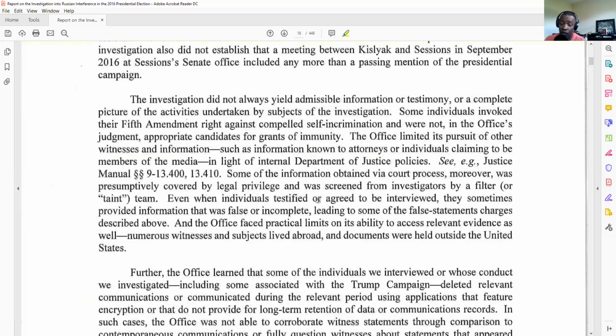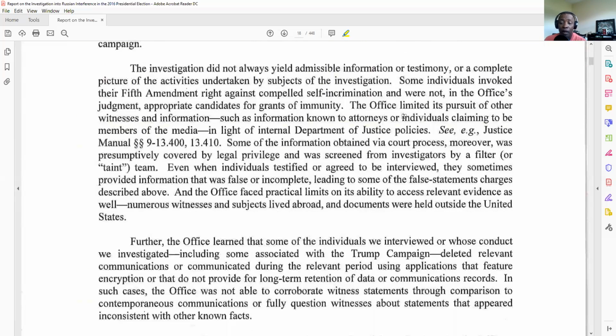Even when individuals testified or agreed to be interviewed, they sometimes provided information that was false or incomplete, leading to some of the false statement charges described above. And the office faced practical limits on its ability to assess relevant evidence as well.